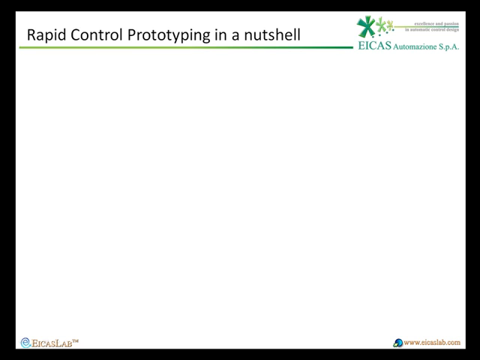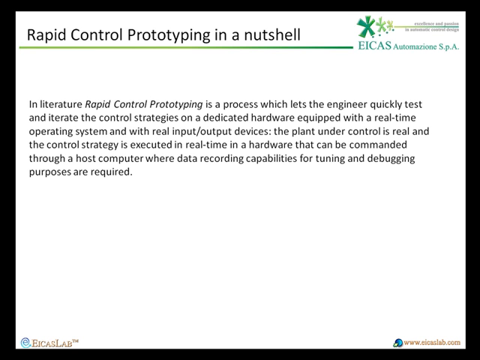Let's move now to explain in a nutshell how you can address rapid control prototyping in EICASLab. In literature, rapid control prototyping, or RCP, is a process which lets the engineer quickly test and iterate the control strategies on a dedicated hardware equipped with a real-time operating system and with real input-output devices. The plant under control is real, and the control strategy is executed in real time in a hardware that can be commanded through a host computer where data recording capabilities for tuning and debugging purposes are required.